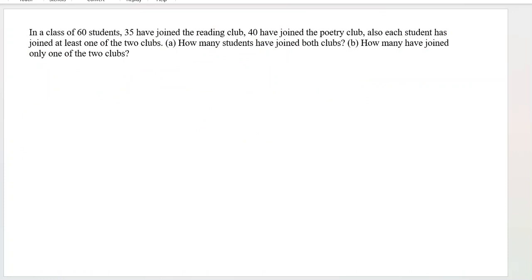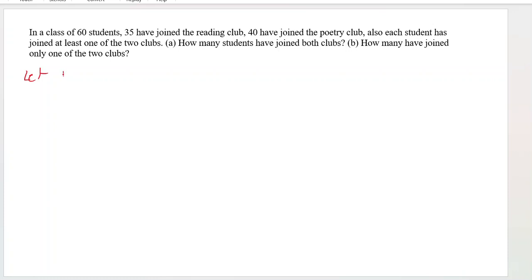Second, in a class of 60 students, 35 joined the reading club, 40 have joined the poetry club. Also, each student has joined at least one of these two clubs. How many students have joined both the clubs? How many students have joined only one of the two clubs? So we start it this way.